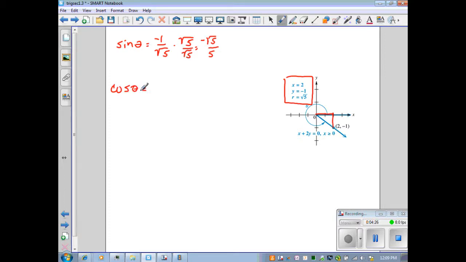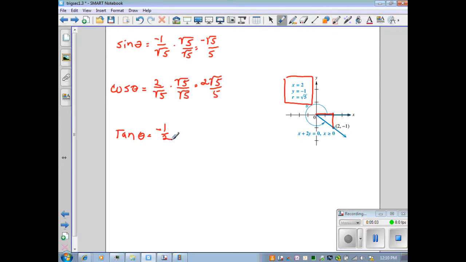That will give us x over r, that'll give us 2 over the square root of 5. Again, I end up with a radical in the denominator, so I need to rationalize again. That gives me 2 square roots of 5 over 5. And then tangent theta, which is going to give me y over x, which is a negative 1 over 2.